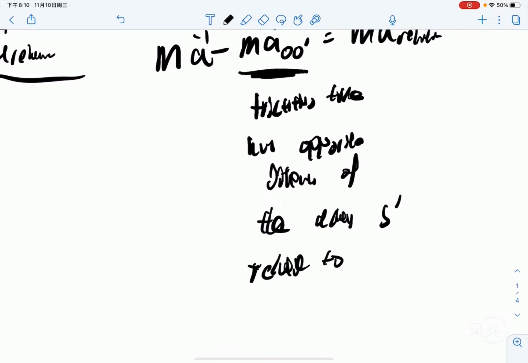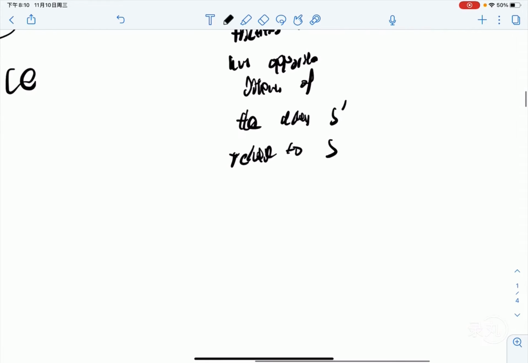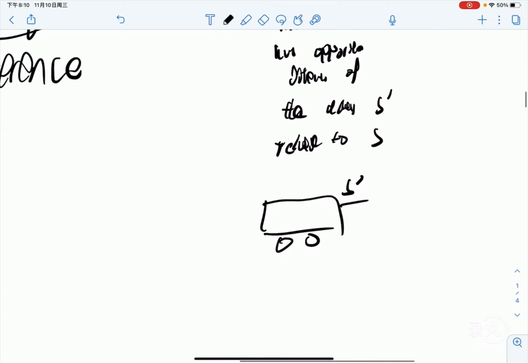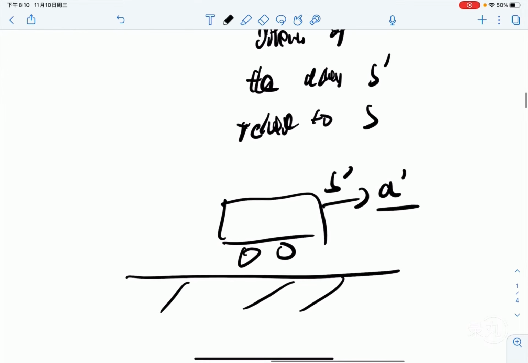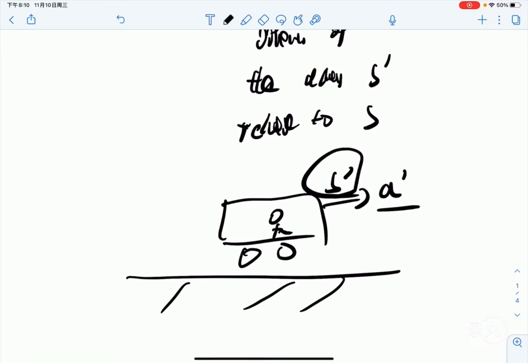To be more straightforward, if you have a car over here and we treat it as the S prime frame of reference, and here is the ground, and it is accelerating at a prime. So the fictitious force we experience in the new frame of reference is basically opposite to the direction of the acceleration.